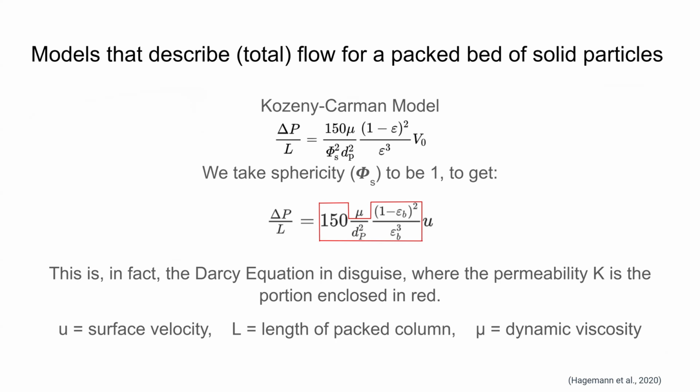What results is something we have discussed already, and that is Darcy's equation slightly disguised. Here, the part of the equation enclosed in red is the effective model permeability K. As we can see, the effective model permeability is a function of particle diameter and column extra-particle porosity. The other variables in the equation are U, superficial velocity, L, the length of the column that we integrate our relationship over, mu, the dynamic viscosity, and delta P, which is simply the pressure drop across the column.